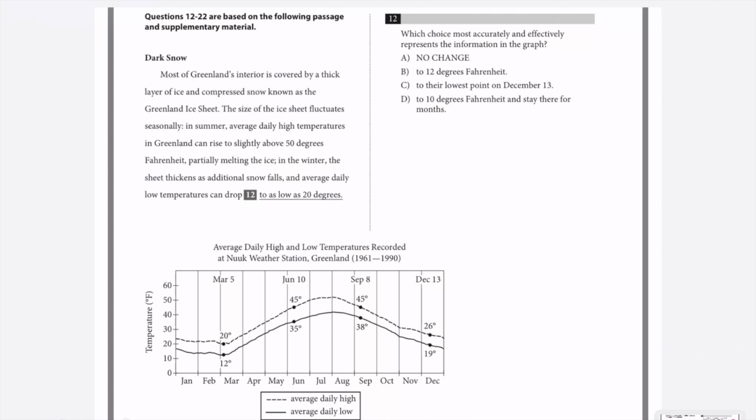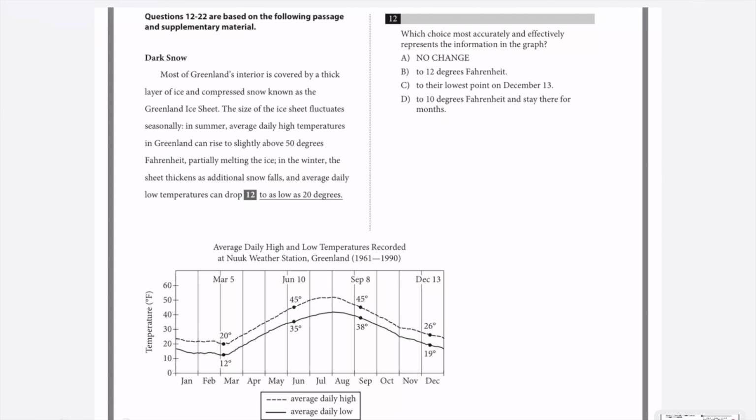Okay, so the next problem that we are going to solve is number 12 from College Board Practice Test number 1. This is section 2, which is again the writing portion of the SAT. So we again are going to be looking at a graph and interpreting it to choose the most accurate and effective representation. So let's first begin by reading the passage.